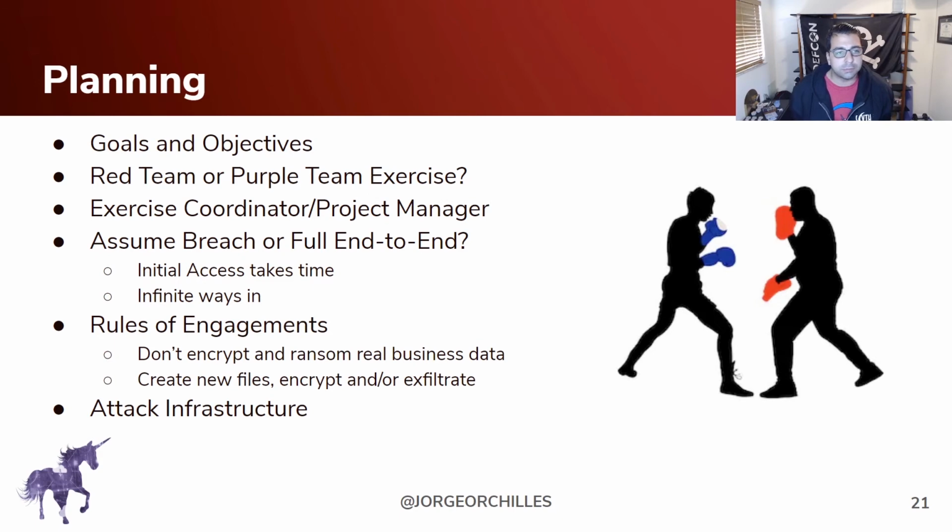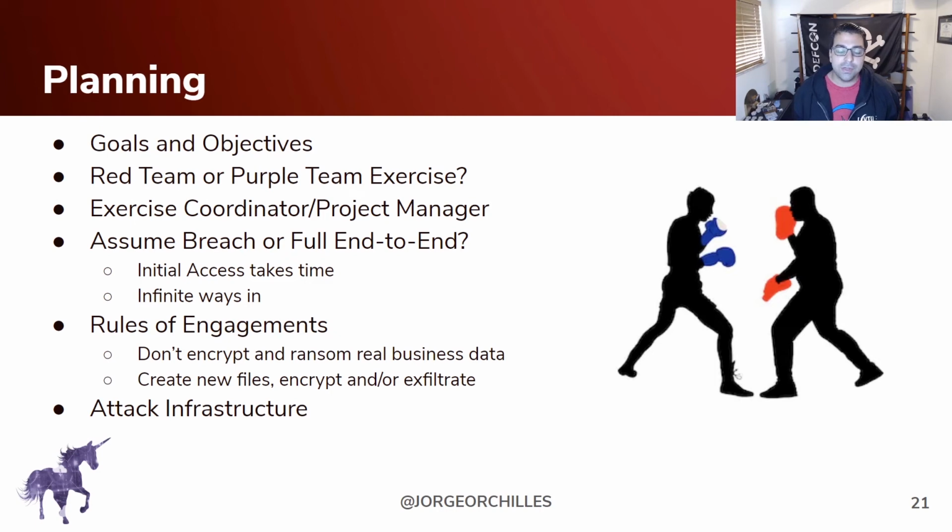What are the goals and objectives here? In this case, we want to determine if an attack like Garmin would work in our target environment. We also want to decide, are we going to do this as a red team exercise or a purple team exercise? Given we are in the red team village, we'll do it as a red team exercise. I'm going to emulate all the steps, and then later on, we'll see what the blue team was able to catch or prevent.